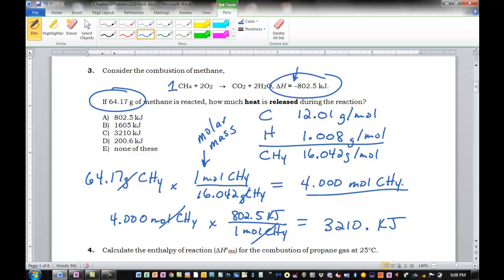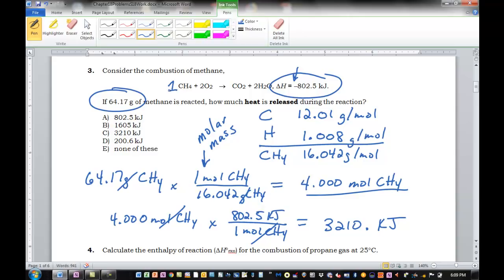This is what I like to call stoichiometry for thermo. How does the mole ratio factor into the heat flow for a reaction? Now, very important, some of the problems you're going to get, the numbers are not going to be this nice, and you might have to set up a unit conversion like we did here. And we know, here's our conversion factor, 802.5 kilojoules per 1 mole. Now, if you did have a reaction where this coefficient was not 1, if it was 2 or 3 or 4, you'd have to factor that in.